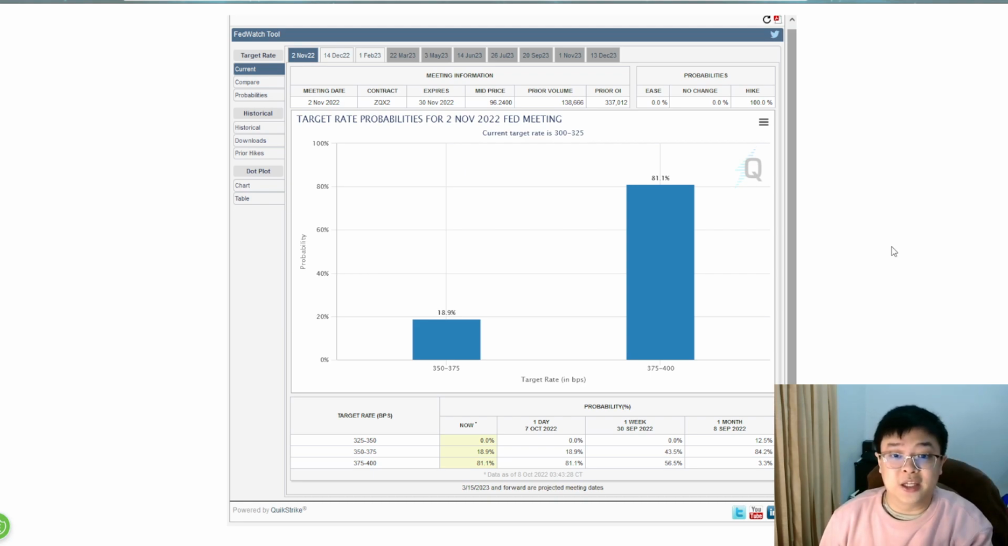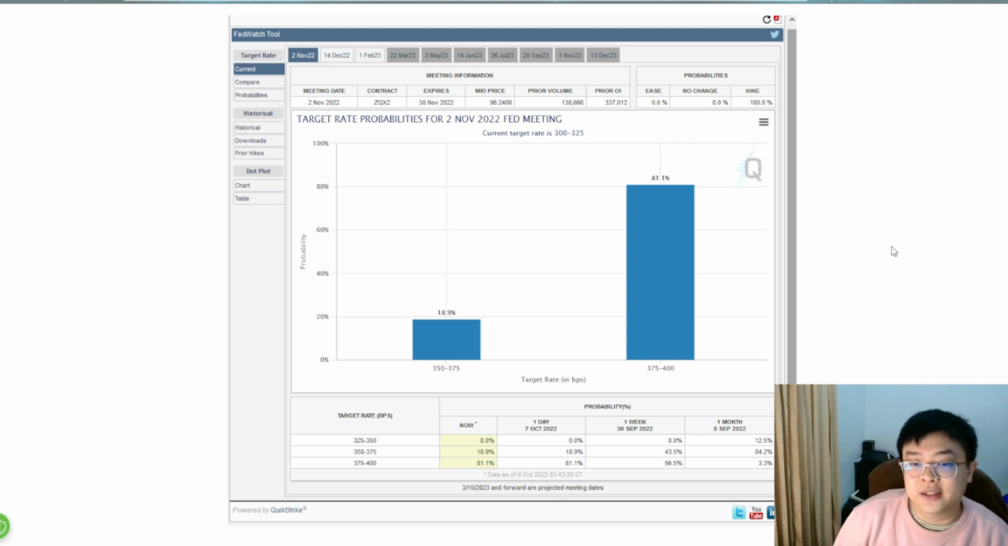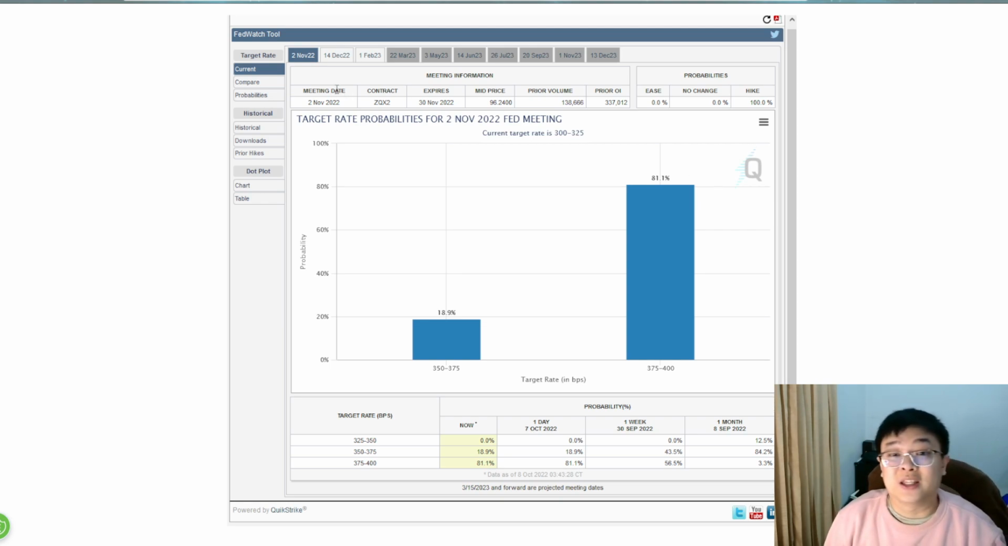And right now we see the probability for the next FOMC meeting, which is around 2nd November 2022, is going to be a 75 basis point hike, and it's most likely because the probability is around 81%. But I do think that this might still have a chance to decrease a little bit because of the CPI next week.